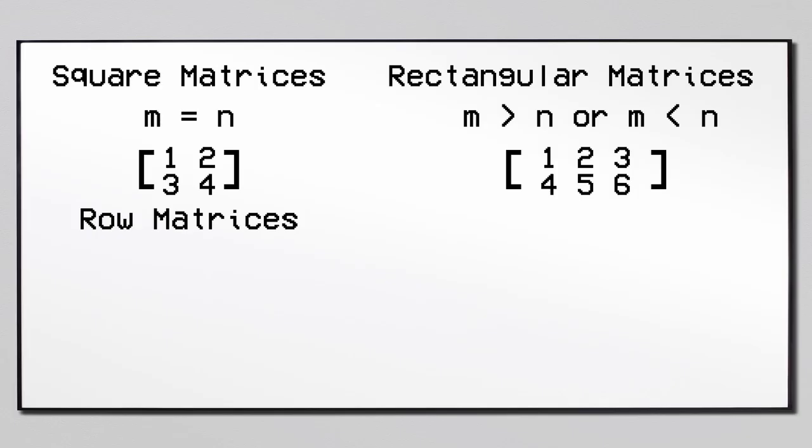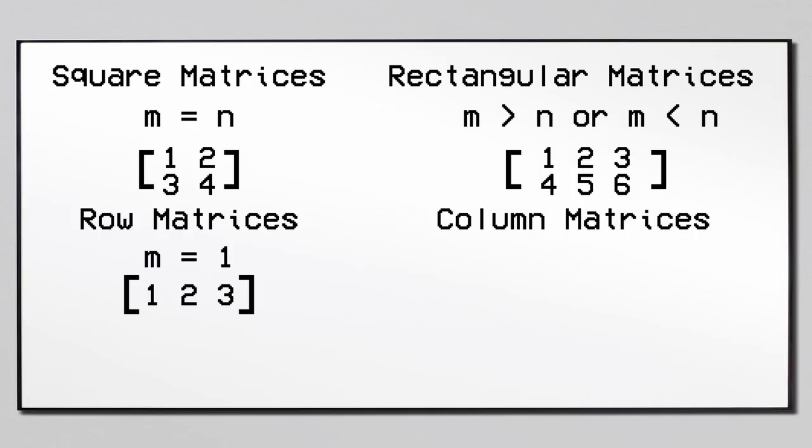A row matrix is a matrix with exactly one row, in which m equals 1. A column matrix is a matrix with exactly one column, in which n equals 1.